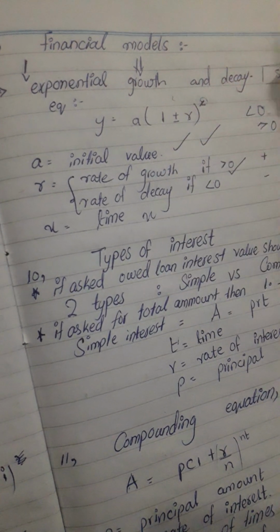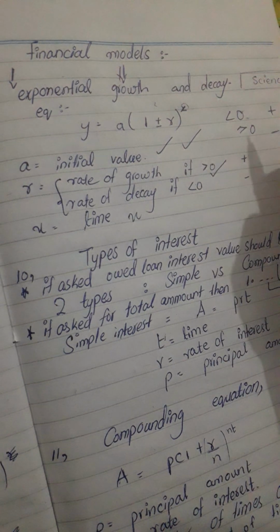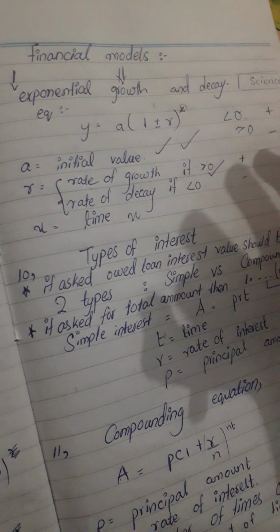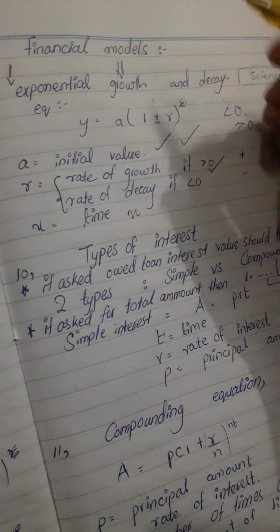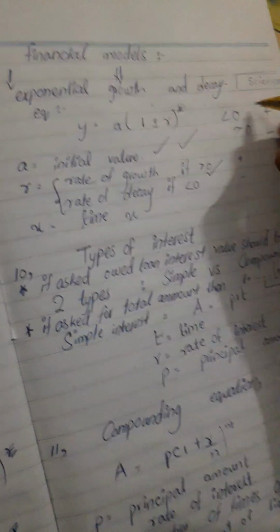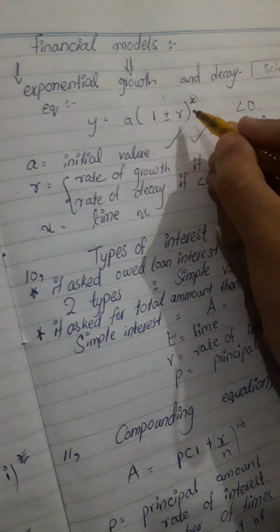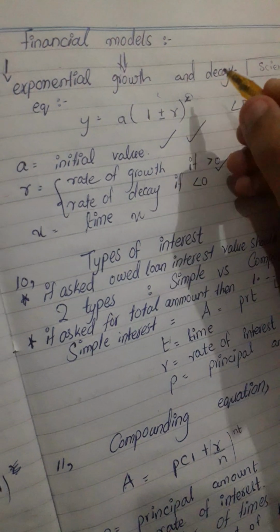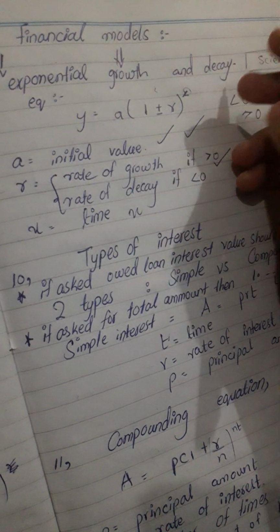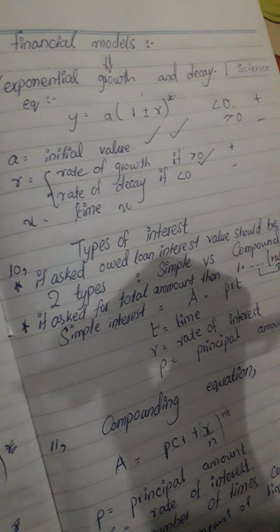If the rate of growth is greater than 0, it will be plus. If less than 0, it will be minus, as I discussed right here. You can simply check it out here. So that's how we check it out. And r equals rate of decay. Meanwhile, the x, that is our exponent, equals the time.